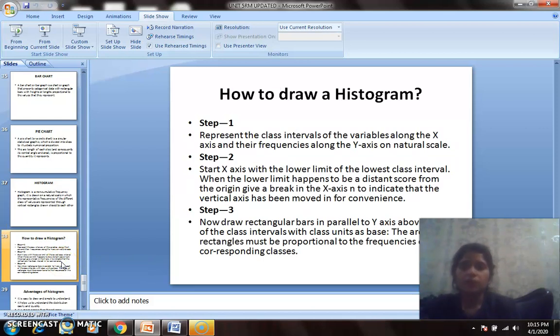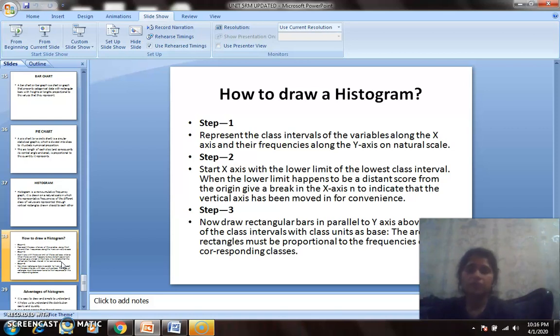So step number one is to represent the class intervals of the variable along the x-axis and their frequency along the y-axis. So class interval is like 0 to 5, 5 to 10, 10 to 15. So this will be shown on the x-axis, while on the y-axis we will be showing the values. Values means suppose 0 to 5 is saying for 20, then 5 to 10 will be saying for 18, then 10 to 15 is saying for 50. So that is the thing we are trying to do with the help of this.